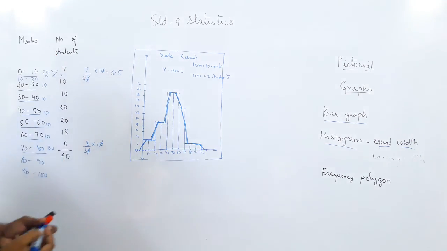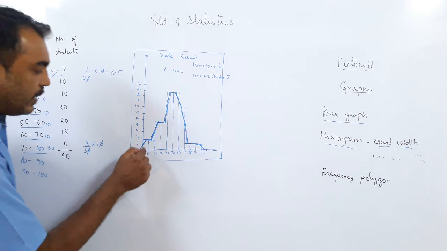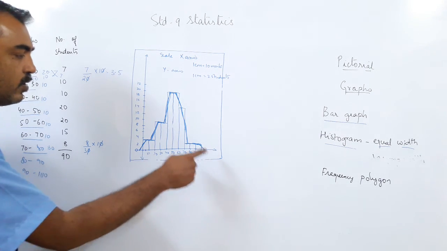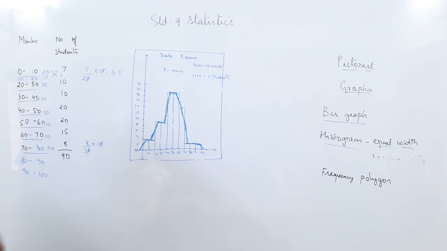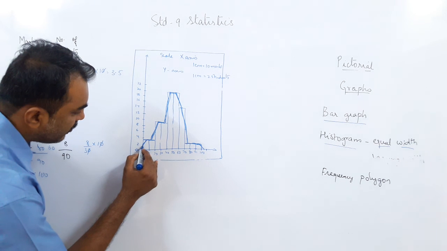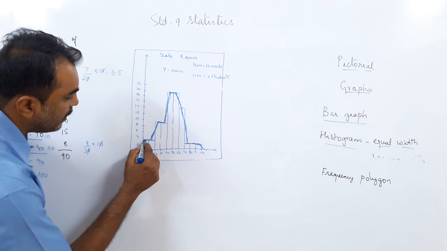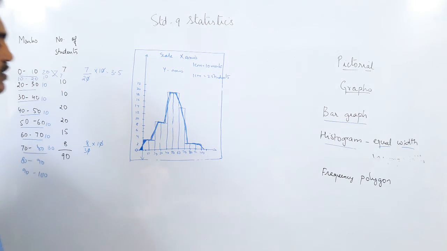So this dark line is called the frequency polygon, and you will find the area under these bars and the area under the polygon are almost equal. How do you know they are equal? Let me try to show you. This area which we have got here, which is under the polygon, is the same as the area here. So the area is adjusted.